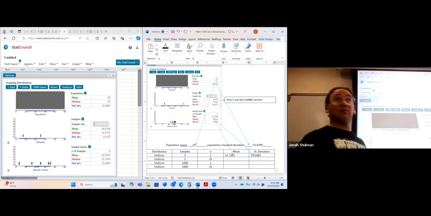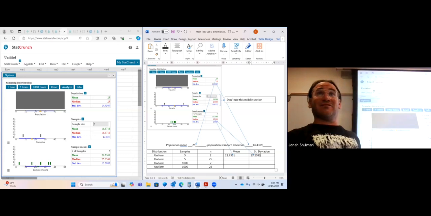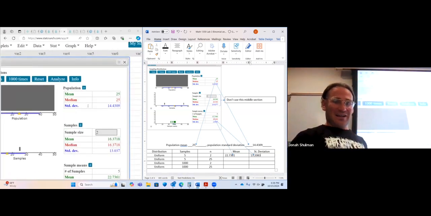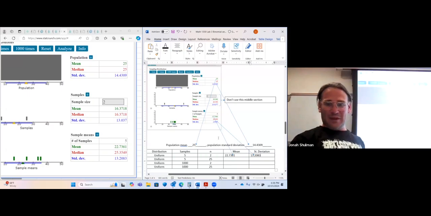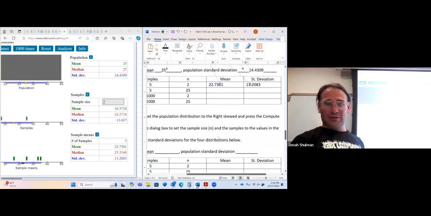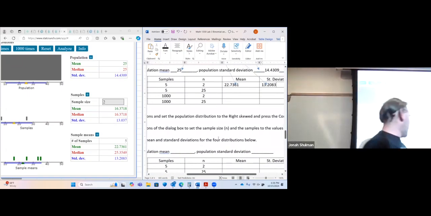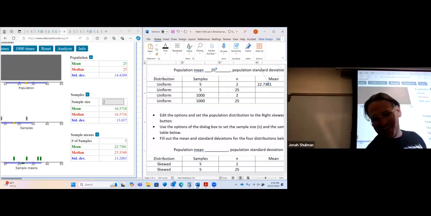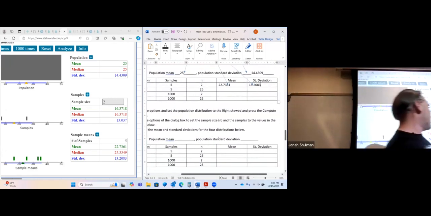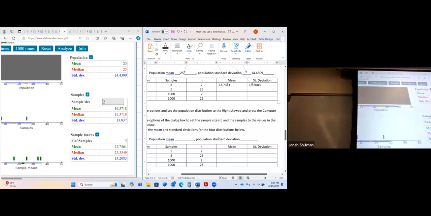Sorry, can you see? Can you see? Yeah. You sure? I can try to make them all a bit bigger, but this is what I put in. I took this number and I dropped it in for the mean. I took this number and I dropped it in for my standard deviation.